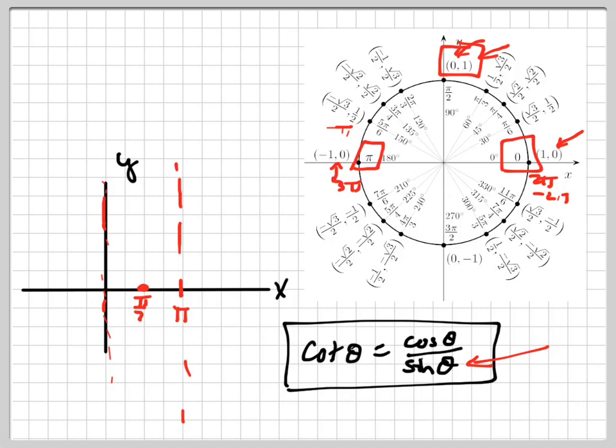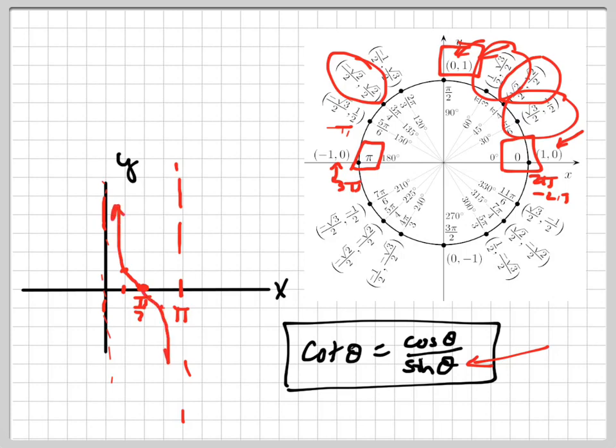Well, is this positive or negative? Are these things positive or negative? It's the cotangent of 45 degrees. There's 45, pi over 4. What's the cotangent? What's root 2 over 2 divided by root 2 over 2? Positive 1. And what's root 2 over 2 divided by negative root 2 over 2? Negative 1. So your cotangent graph looks like that. It's the opposite way.